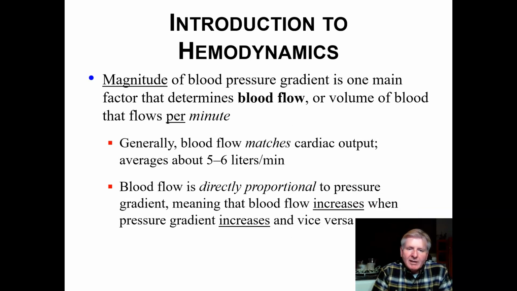Your magnitude of the blood pressure gradient is your main factor that determines your blood flow, or the volume of blood that flows per minute. Generally, blood flow will match its cardiac output, which averages between 5 to 6 liters per minute. Blood flow is said to be directly proportional to pressure gradient. That means that when blood flow increases, then pressure gradient increases, and vice versa.